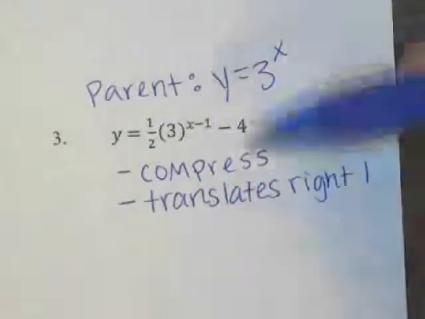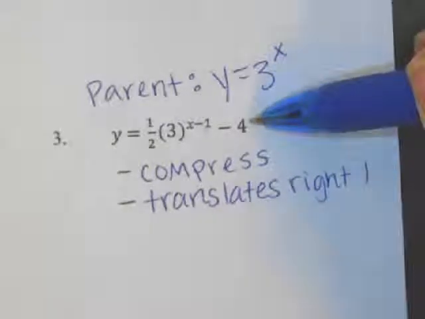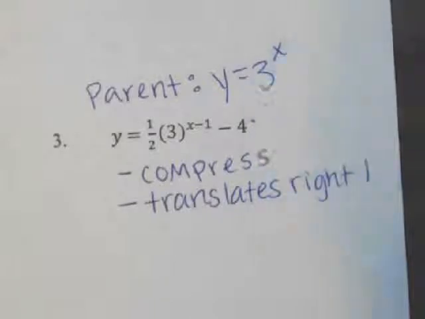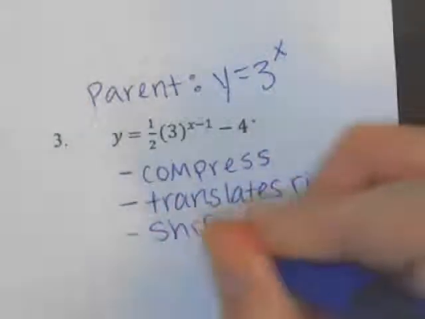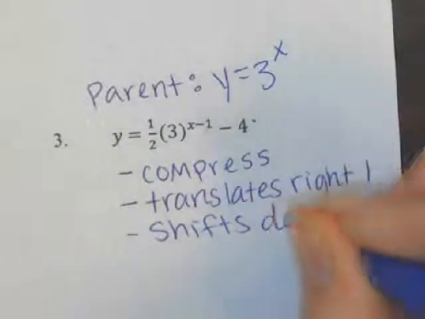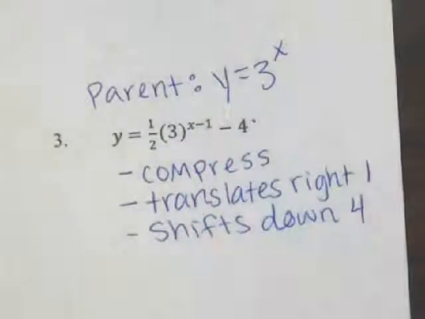And then finally the -4, that's outside the x. That's your k value. So what happens if you subtract 4 from everything? Shifts down 4. There you go. You listed your transformations. It did not reflect. Why? Because there wasn't a negative in front. Very good. So let's go graph it.